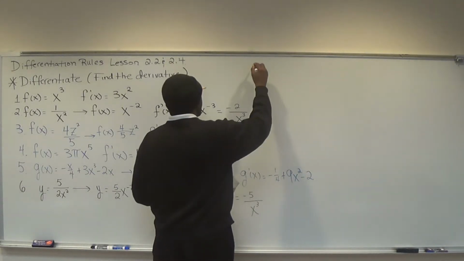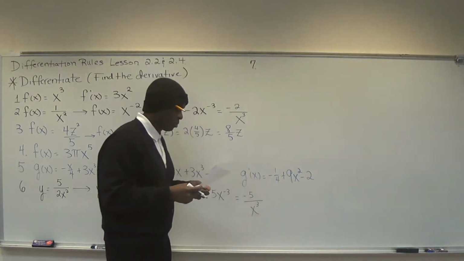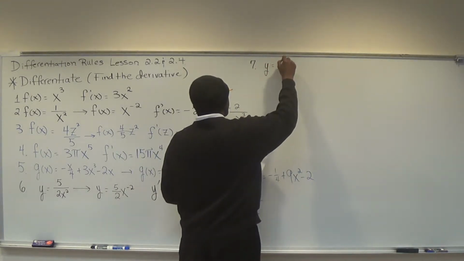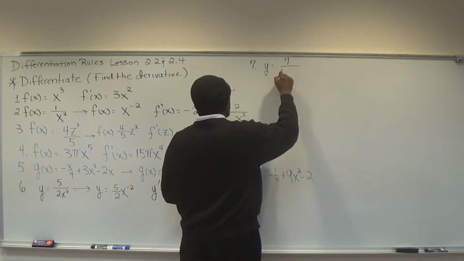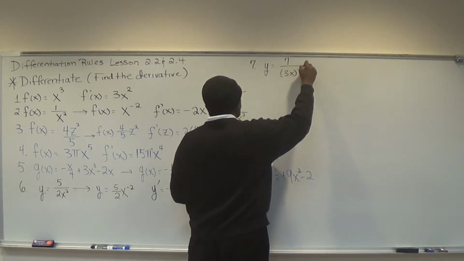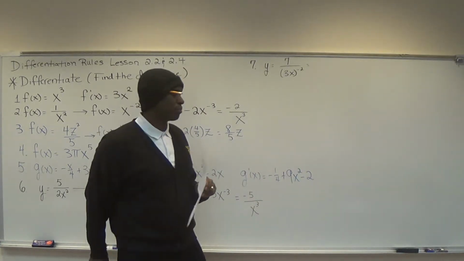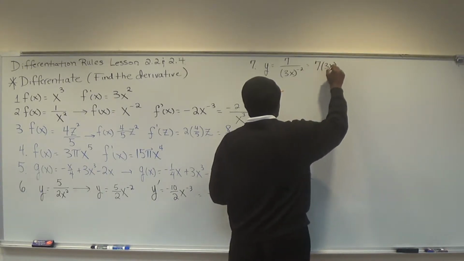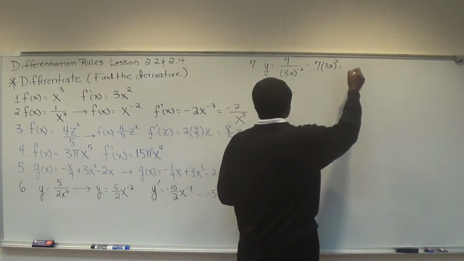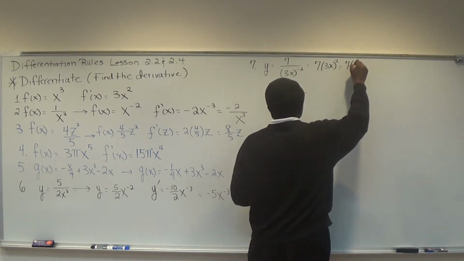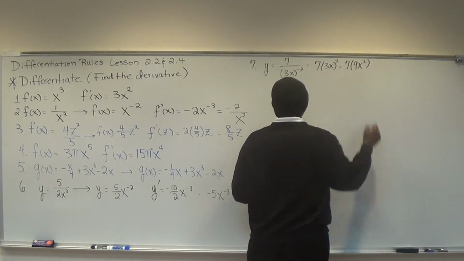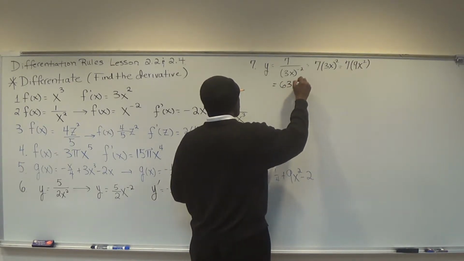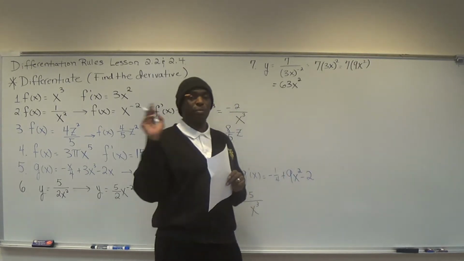Example 7. All right. We have y equals 7 divided by quantity 3x to the power of negative 2. Let's rewrite it. So we're going to have 7 times 3x quantity squared, which equals 7 times 9x squared, which equals 63x squared. Now we're ready to find the derivative.